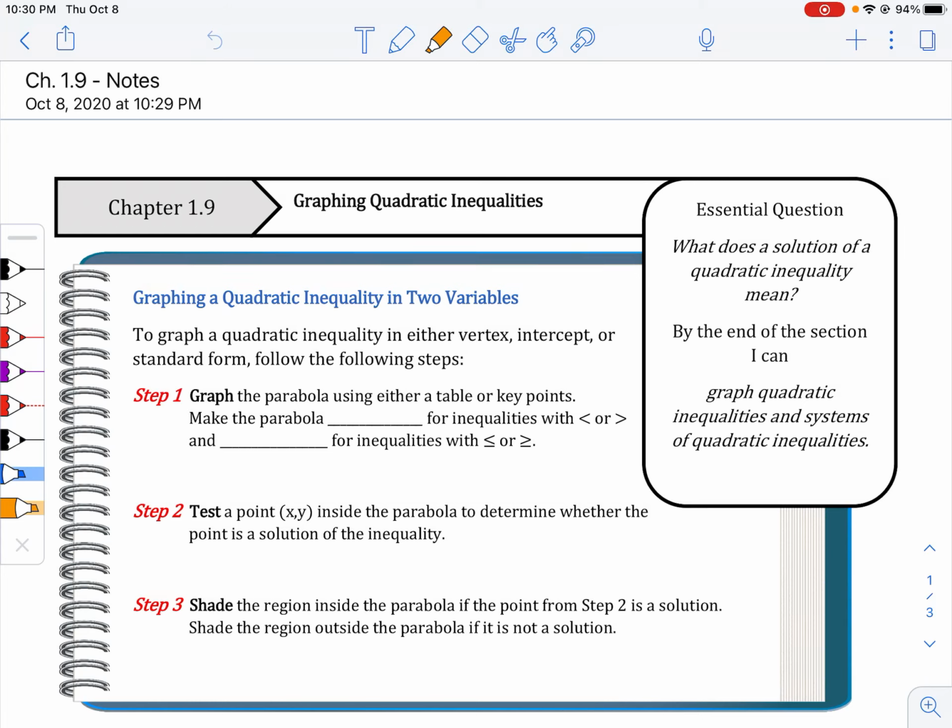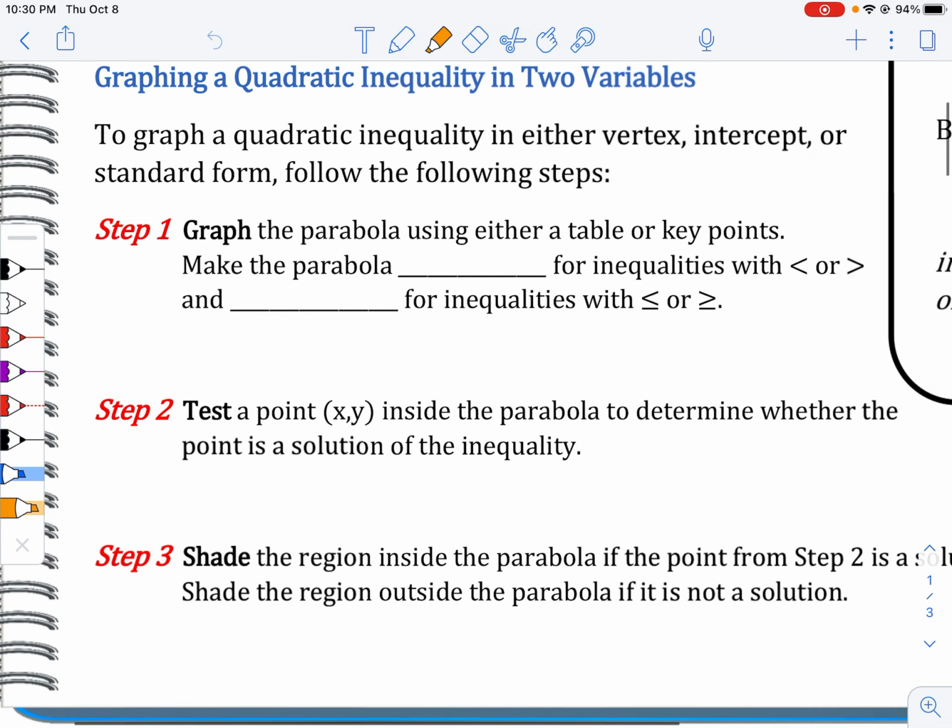Alright, we are going to start chapter 1.9 today, which is graphing quadratic inequalities. So we're coming full circle back to the beginning of this chapter where we were graphing inequalities. Quadratic equations, and now we're graphing inequalities. You might remember from Algebra 1, graphing inequalities with a greater than or less than or greater than or equal to or less than or equal to. It's basically going to be the same process, but now we're working with these parabolas instead.